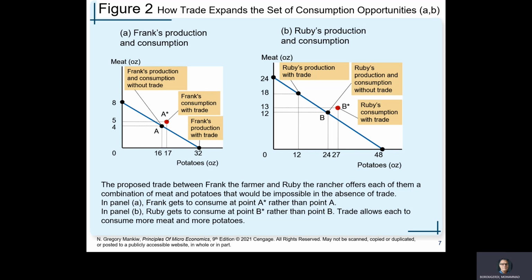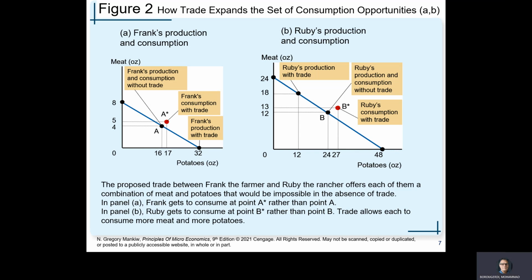15 of your potato. Okay. What is Ruby going to do? Ruby has 13 ounces of meat herself. She makes 12 herself. He tells Frank to give Ruby 15 ounces of potato. He's making 32. Minus 15, you end up with 17. Then Frank works the whole day like before, 8 hours.